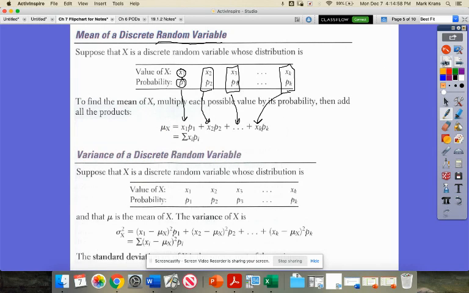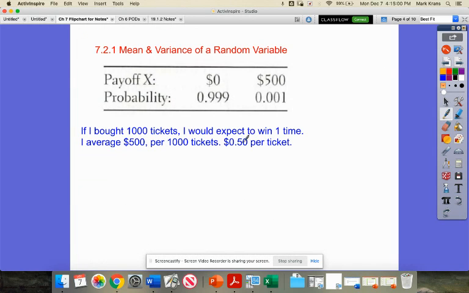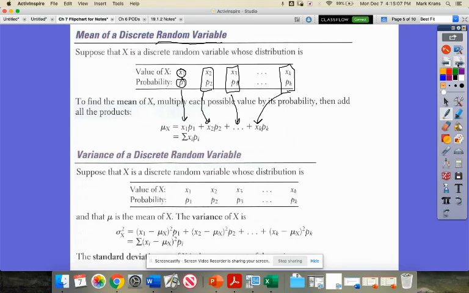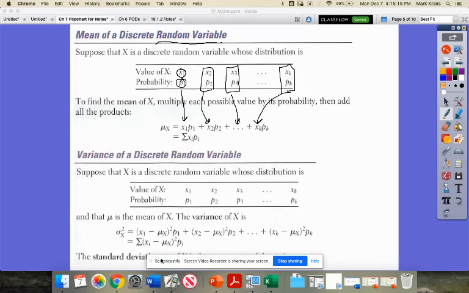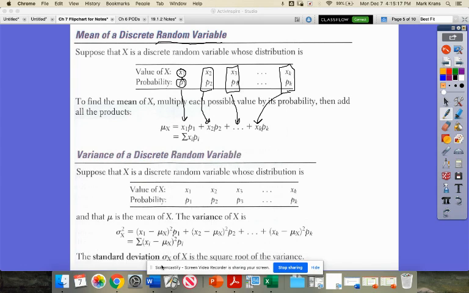And back on the last slide, do I actually expect to make 50 cents per ticket on a single ticket? No. But in the long run, this is what I expect to make on average, okay? So it's a mean, a long run expected value. The variance is a little weird, a little bit different, okay? And a little bit messier, as you can imagine, okay?